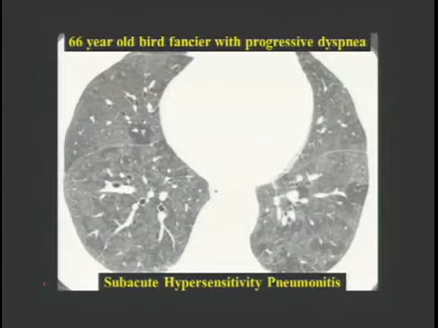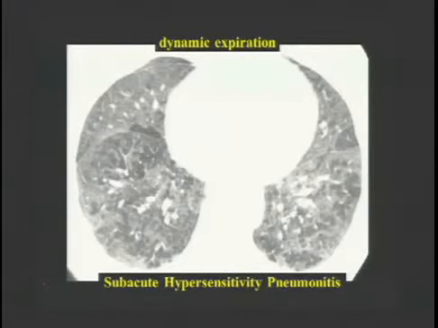Same thing again, 66-year-old bird fancier with progressive dyspnea, subacute hypersensitivity pneumonitis with both ground glass opacity and these lobular lucencies or areas of mosaic perfusion with air trapping on the expiratory images.